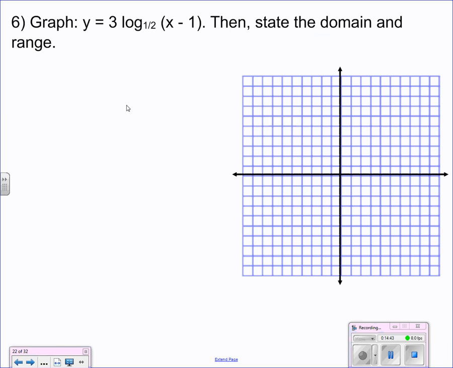So let's graph together y equals 3 log base 1/2 of (x minus 1) and state its domain and range. The first thing we're going to do is graph the parent. The parent would be log base 1/2 x. Again, you're going to have 1 over 1 half. So when I have 1 over 1 half, it's the same thing as 2. If you don't believe me, pick up a calculator.